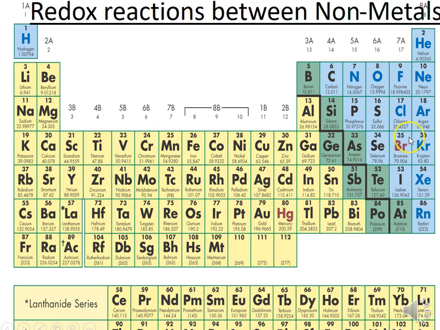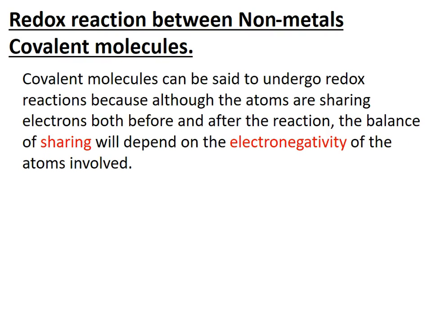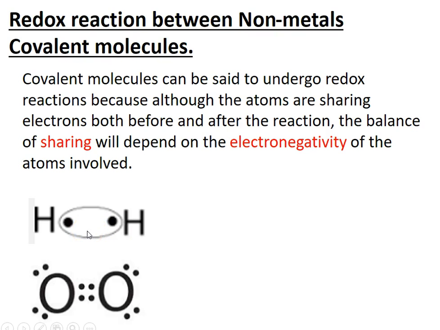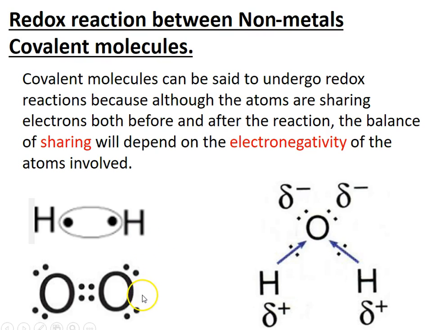You can have reactions between non-metals too. So covalent molecules. Covalent atoms are both electronegative. They both attract electrons. So as they both attract electrons, non-metals are normally sharing electrons. So in this case we've got hydrogen sharing its electrons to become H2, and oxygen. Each oxygen has 6 electrons in its outer shell. It needs 2 more. It can share 2 from another oxygen to make a double bond. If you react hydrogen H2 with oxygen, then you'll form water.